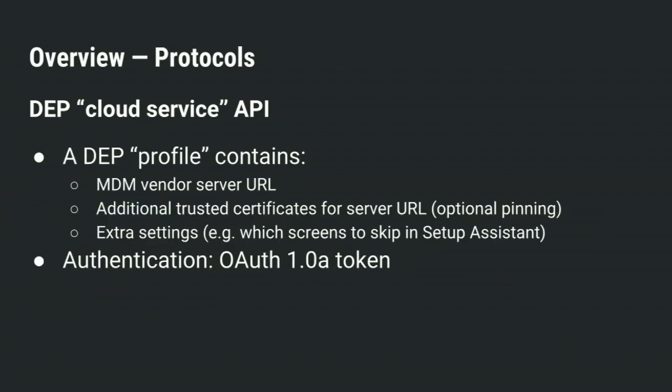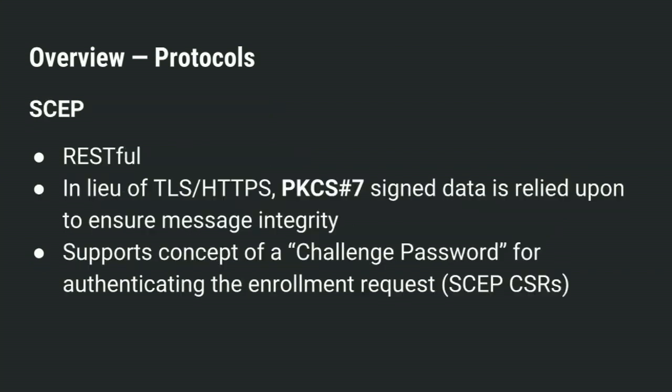So that DEP profile, which is a JSON payload, contains 3 things: the MDM server URL, any additional certificates that need to be trusted for the sake of pinning, as well as any setup assistant configuration you want to do. So that setup assistant you see when the Mac first boots up, you can customize which screens are shown there. And this authentication is handled with OAuth between the MDM server and Apple.